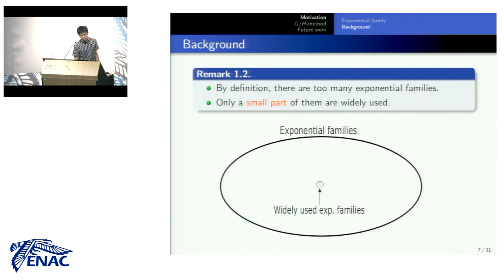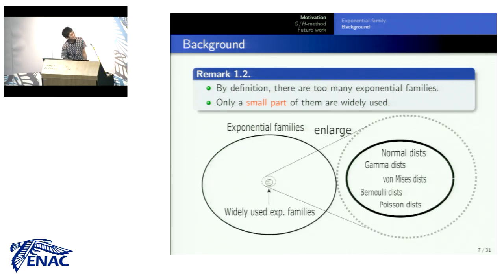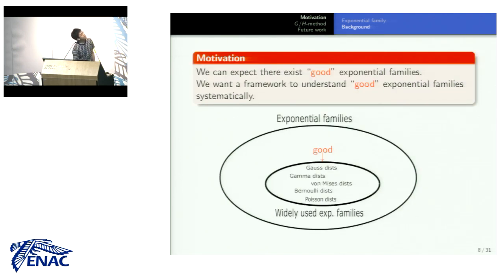By the definition of exponential family, there are too many exponential families. Only a small part of them are widely used. Oops, it is too small to see. So let's enlarge here. There are good exponential families, like this picture. So we can expect there exist good exponential families. So we want a framework to understand good exponential families systematically.